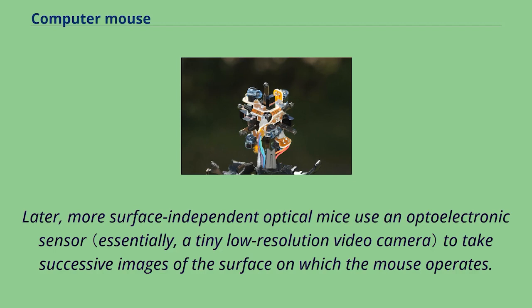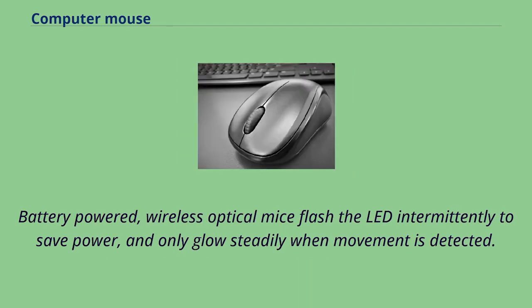Later, more surface-independent optical mice use an optoelectronic sensor to take successive images of the surface on which the mouse operates. Battery-powered, wireless optical mice flash the LED intermittently to save power, and only glow steadily when movement is detected.